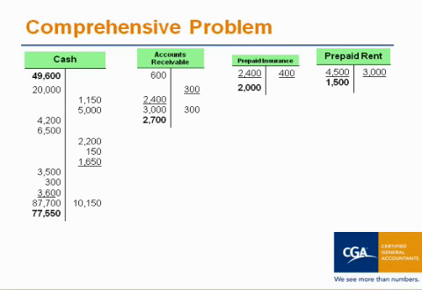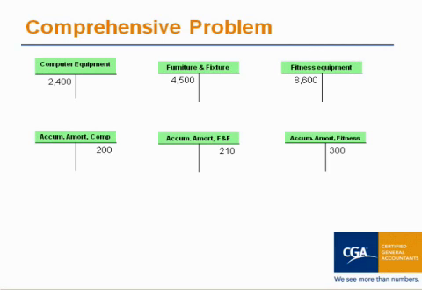With prepaid rent, if you recall, we cleared $3,000 from the balance, leaving $1,500. And those are some of our asset accounts. If you remember, we still have all of the furniture and equipment asset accounts, so let's see what's been impacted on those key accounts. For computer equipment, we have $2,400, and if you remember, we posted to accumulated amortization computer equipment, $200. So we reduced the net carrying value of our computer equipment down to $2,200.